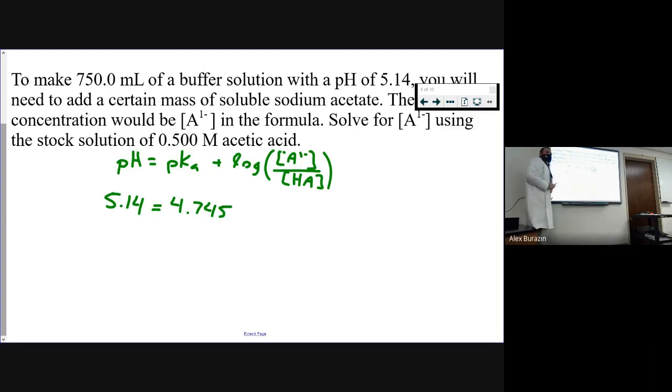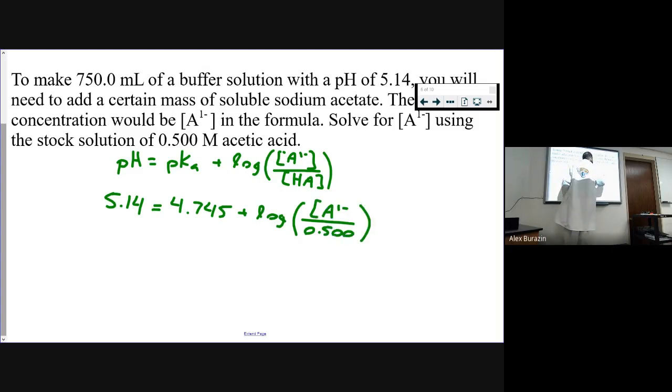That was from the previous problem, right? That's the negative log of the Ka value, which was given to us previously. Now, plus my log of base over acid. I know my molarity of acid. I don't know my molarity of base. That's the end goal. So the idea here is, let's solve for the molarity of base necessary to make this buffer have a pH of 5.14.